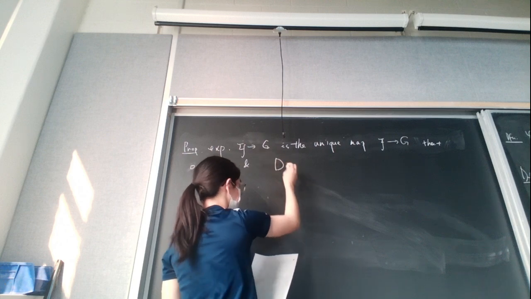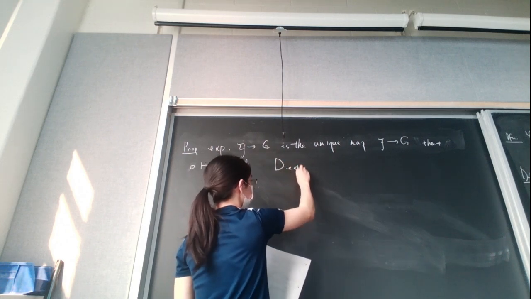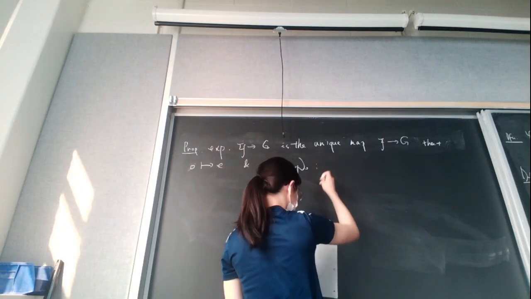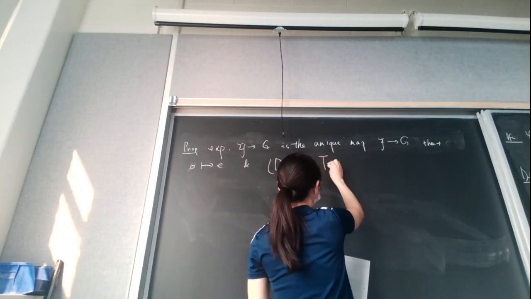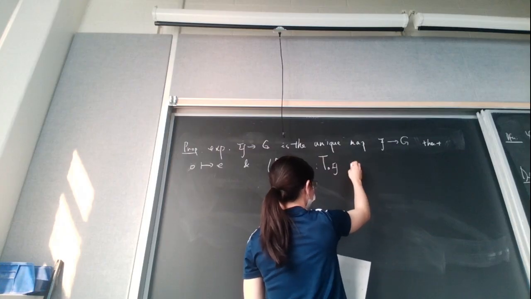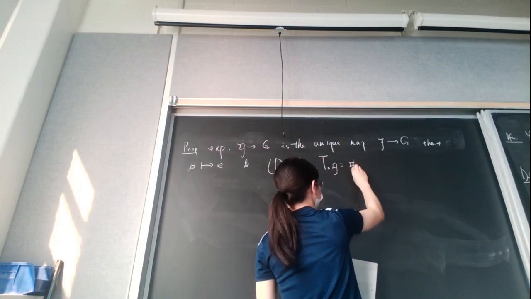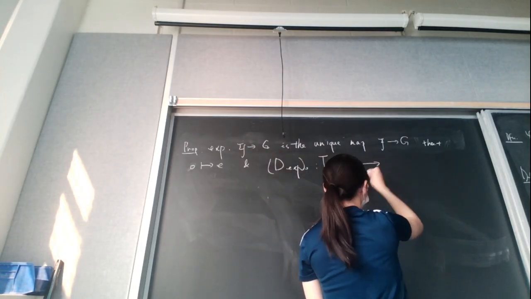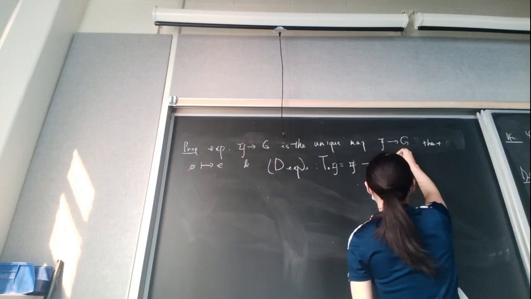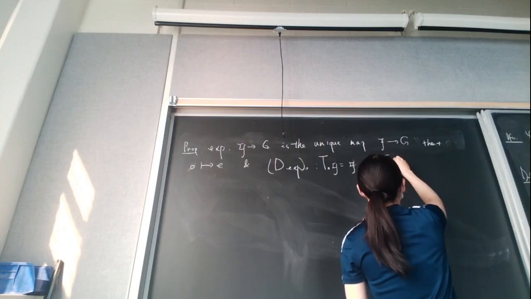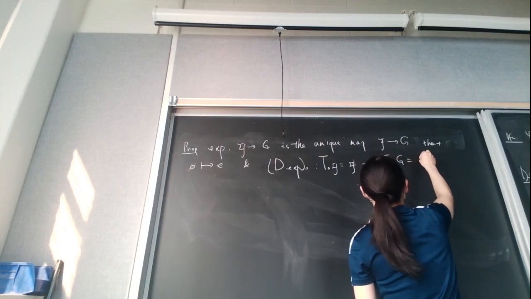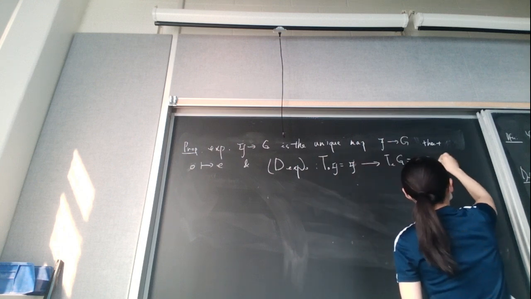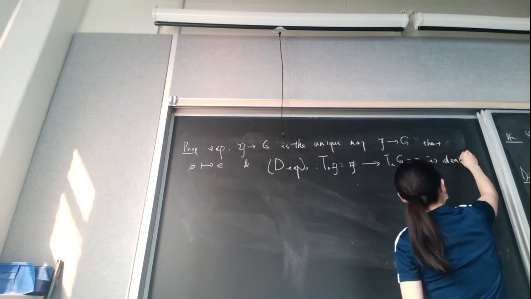and I'm going to use uppercase. The differential at 0, which is from the tangent space, which is equal to this because it's a vector space, to the tangent space of G, and this map is the identity.